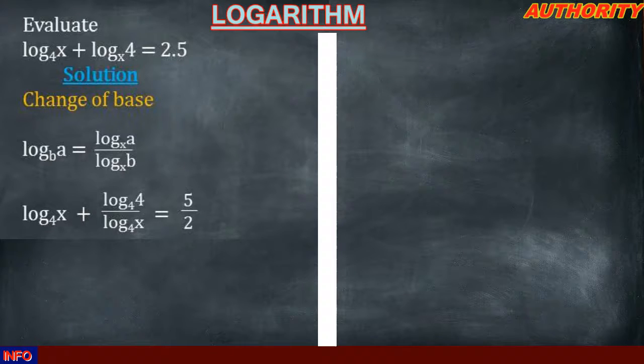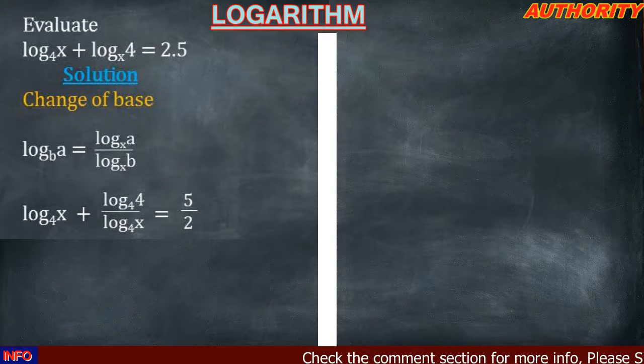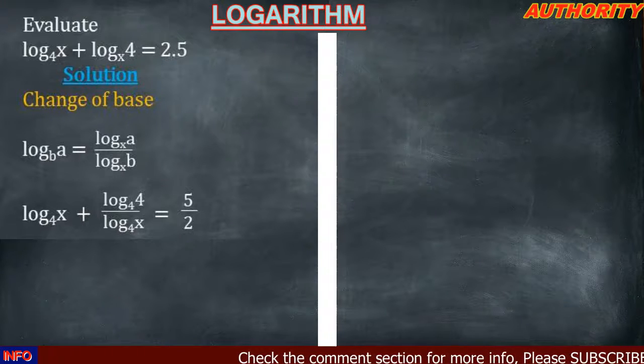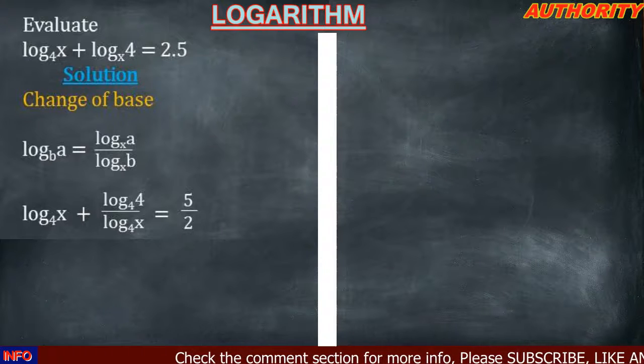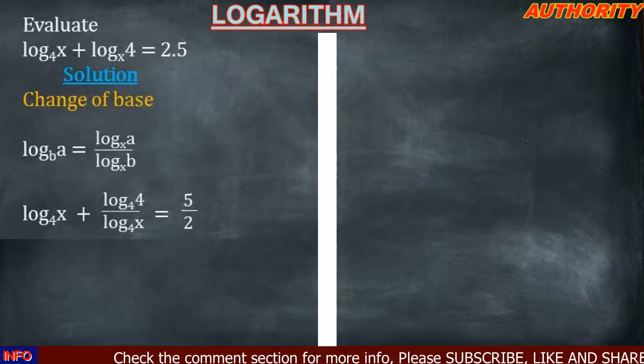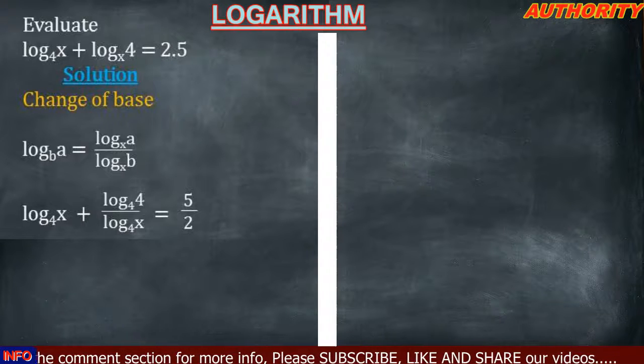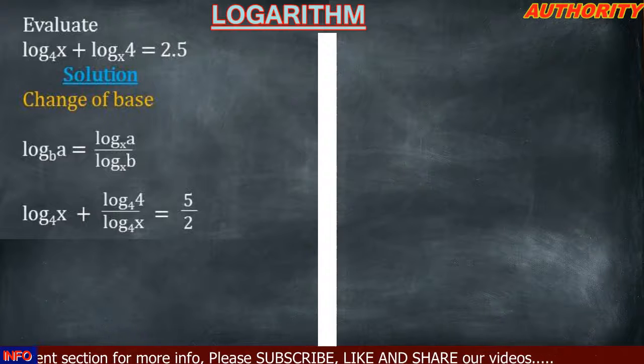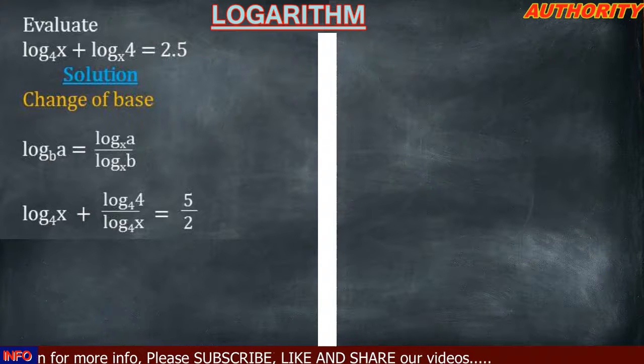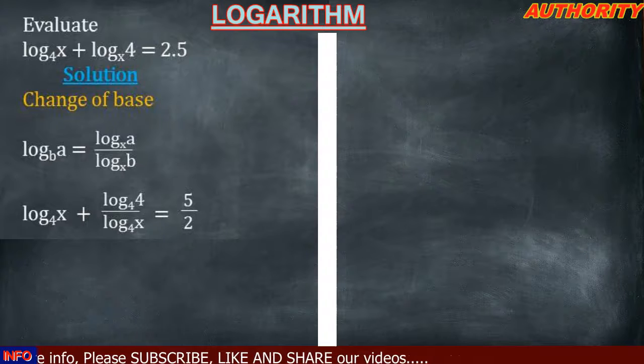2.5 is the same as saying 5 all over 2. You get it? How? 2.5 is the same as saying 25 all over 10, and then you have 25 divided by 10, 5 all over 2. All right, good. Now we said that this 2.5 is the same as saying 5 all over 2. In this expression, we have log x base 4 plus log 4 base 4 all over log x base 4 equal to 5 all over 2.